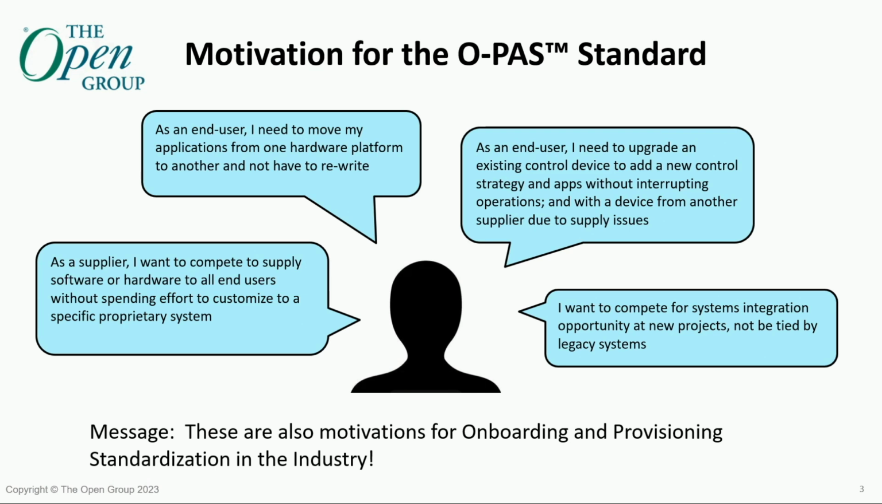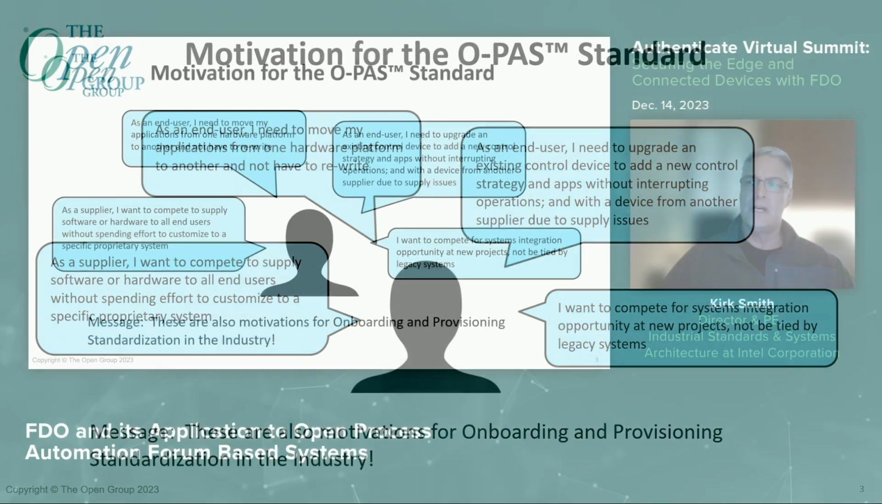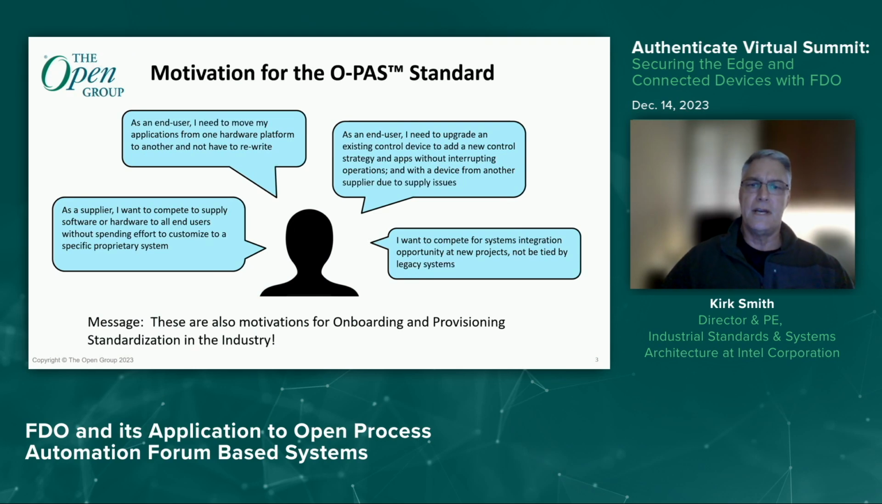So they really want this multi-vendor open ecosystem at an infrastructure and application level to meet their competitive needs in the future. So another example is I want to compete for systems integration opportunities across new projects and not be tied to legacy systems. So I think with almost every one of these, you could say, well, I understand how onboarding and provisioning would be needed at scale across the life cycle of a system in the industry. So that's one of the reasons I'm here today. I think there's a very interesting collaboration going on between the OPC Foundation, the FIDO Alliance, and the Open Group's Open Process Automation Forum.